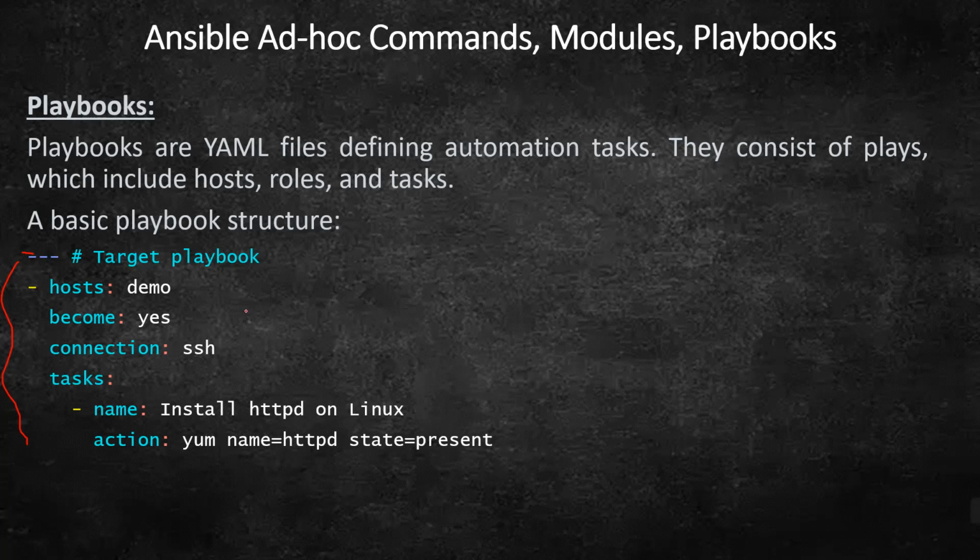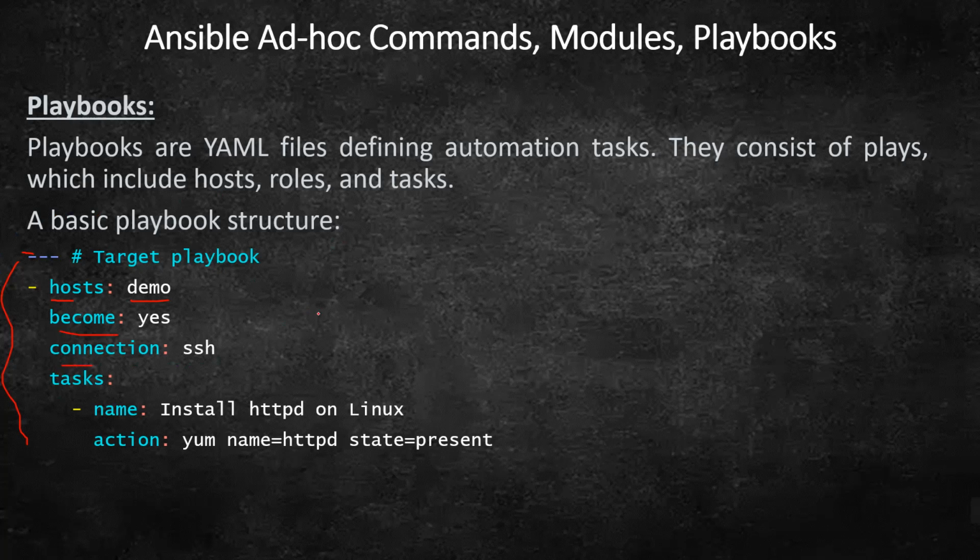It's in key and value format. The hosts here is the key and the value is demo. In hosts we mention which group we want to use; you have to mention the group name. Then become: become true means you are giving sudo permission. Then the connection type is ssh. We already know this, the ssh connection.